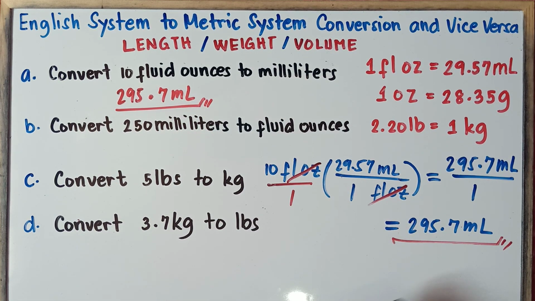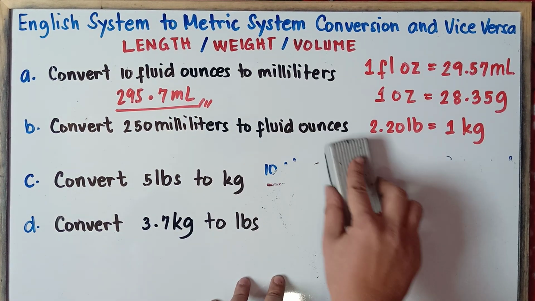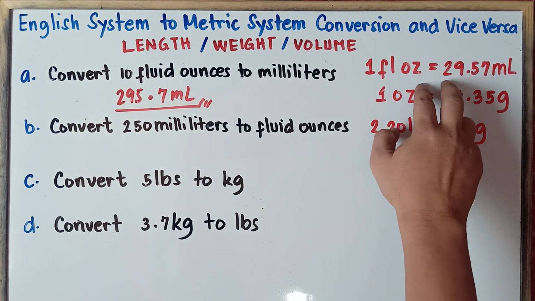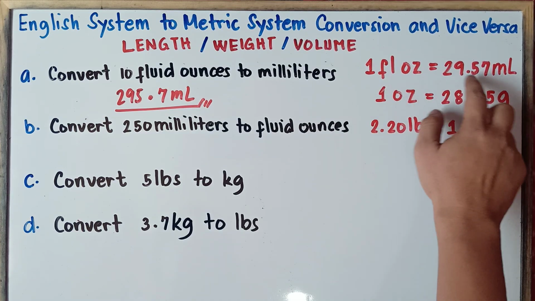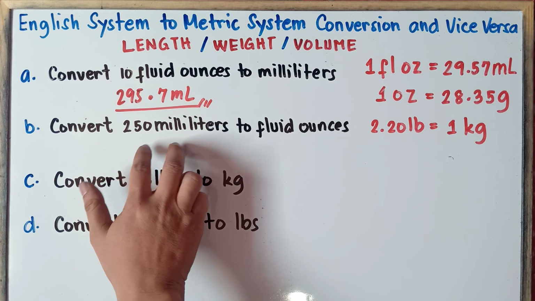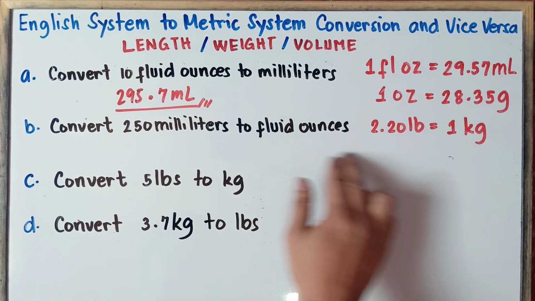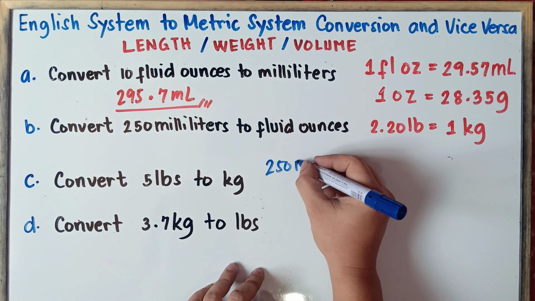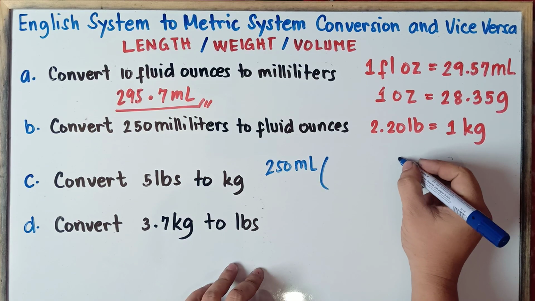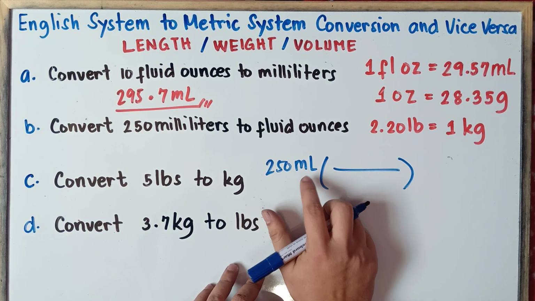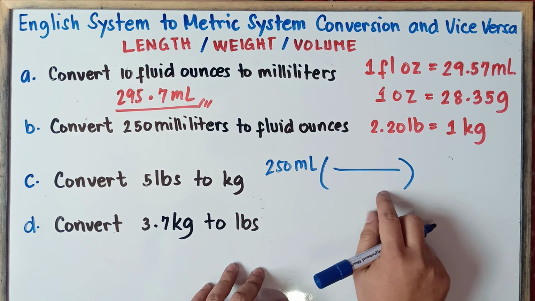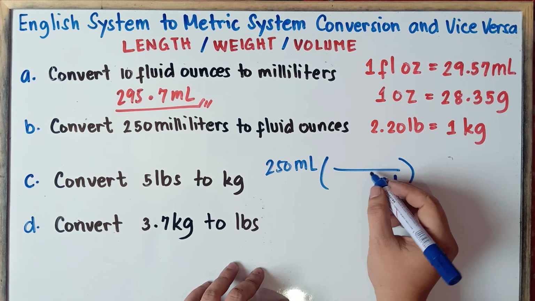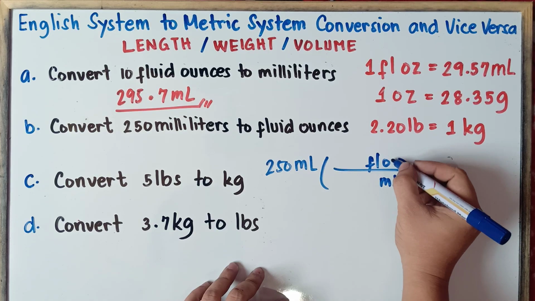Alright, so let's proceed now to letter B. Convert 250 milliliters to fluid ounces. So same, we will be using this conversion, fluid ounces to milliliters. And our given is 250 milliliters, convert to fluid ounces. Alright, so copy the given 250 milliliters. You put parentheses. If this is milliliters for our given, the units on the denominator must be also milliliters so that we can cancel out the units. And this will be fluid ounces.